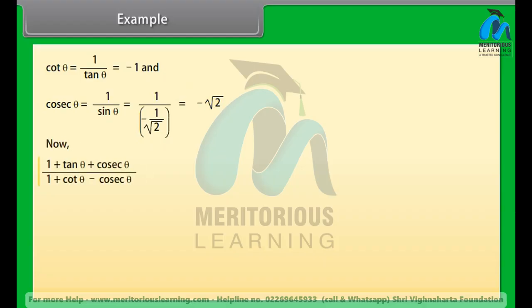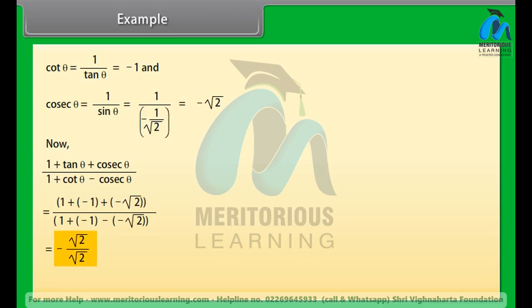Now, (1 plus tan of theta plus cosec of theta) by (1 plus cot of theta minus cosec of theta) is equal to (1 plus minus 1 minus under root 2) by (1 plus minus 1 minus of minus under root 2) is equal to minus of under root 2 by under root 2 is equal to minus 1.